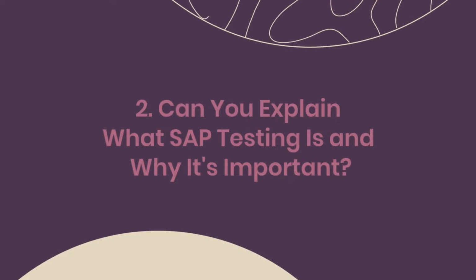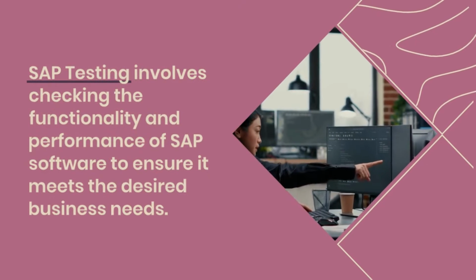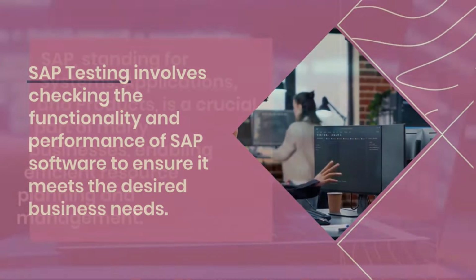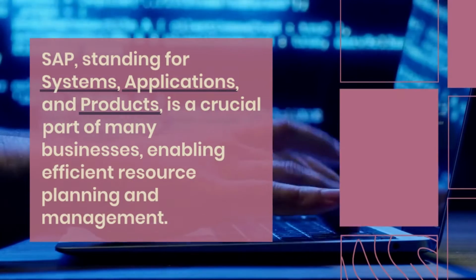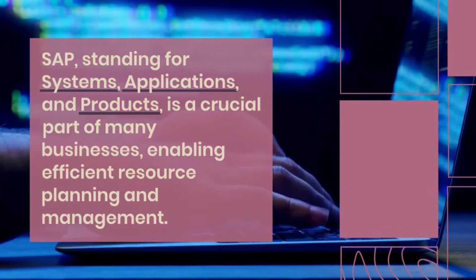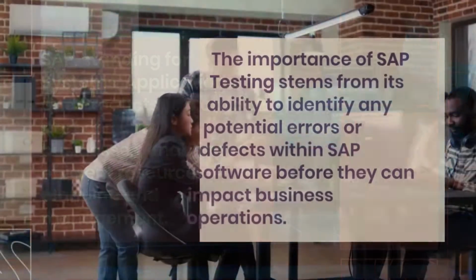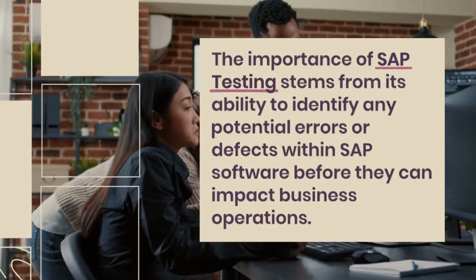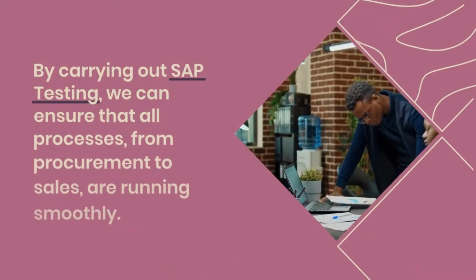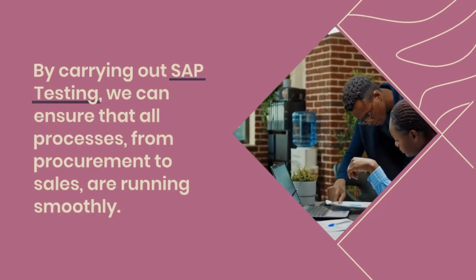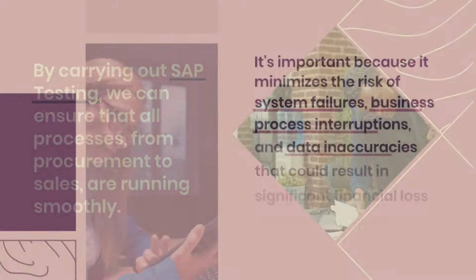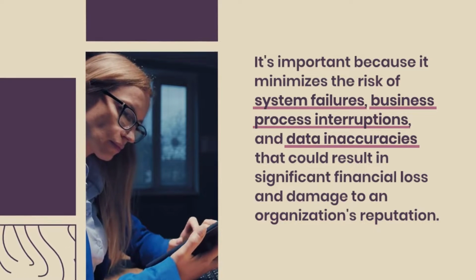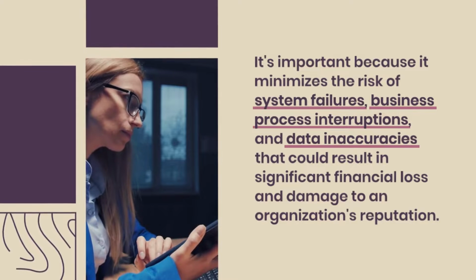2. Can you explain what SAP testing is and why it's important? SAP testing involves checking the functionality and performance of SAP software to ensure it meets the desired business needs. SAP, standing for Systems, Applications, and Products, is a crucial part of many businesses, enabling efficient resource planning and management. The importance of SAP testing stems from its ability to identify any potential errors or defects within SAP software before they can impact business operations. By carrying out SAP testing, we can ensure that all processes, from procurement to sales, are running smoothly. It's important because it minimizes the risk of system failures, business process interruptions, and data inaccuracies that could result in significant financial loss and damage to an organization's reputation.